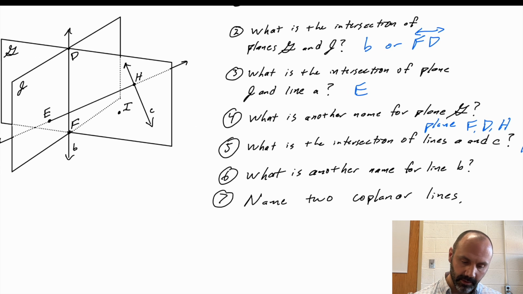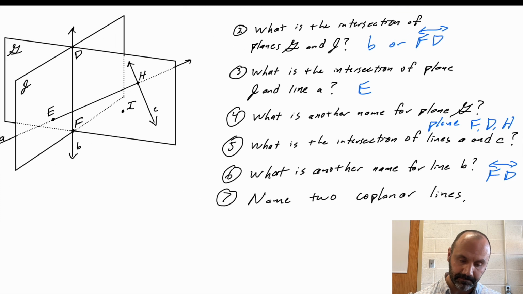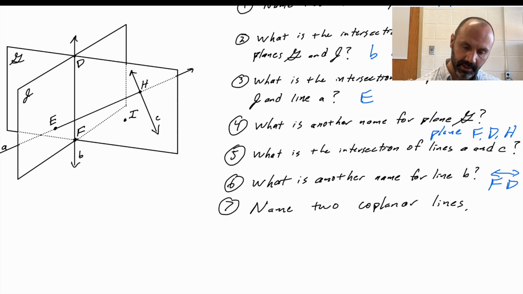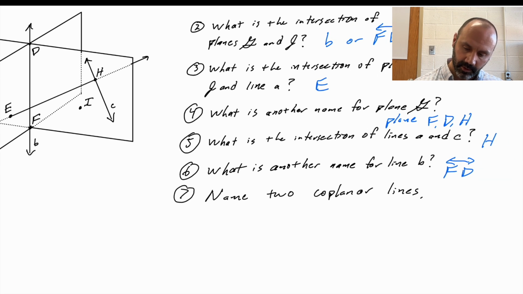What is another name for line B? That would be line FD. And when I name it this way, I have to put this line above those 2 points. And then it says name two coplanar lines. So two lines that are in the same plane. Well, I've only got three lines mapped out here, line A and then lines C and B. Lines C and B are both in plane G. Okay, so two coplanar lines, C and B.